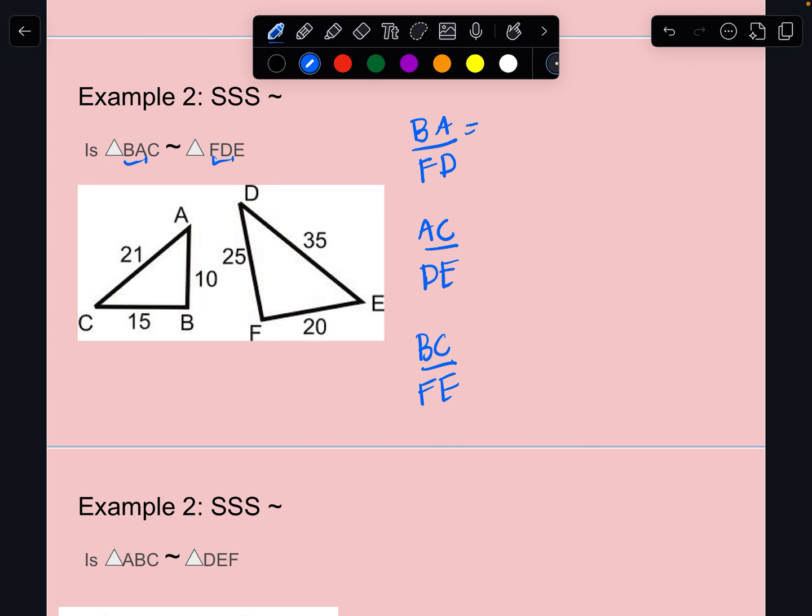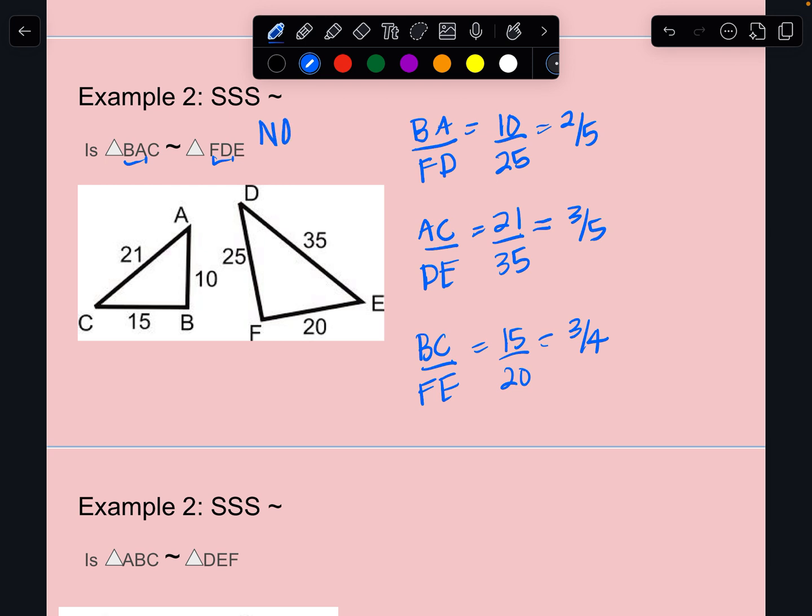So plugging in what we know here, we would have 10 over 25, 21 over 35, and 15 over 20. And each of those simplifies to 3, but not all of them. That's not true. This simplifies to 2 over 5, this simplifies to 3 over 5, and this simplifies to 3 over 4. So these are not proportional because they're not all the same thing.